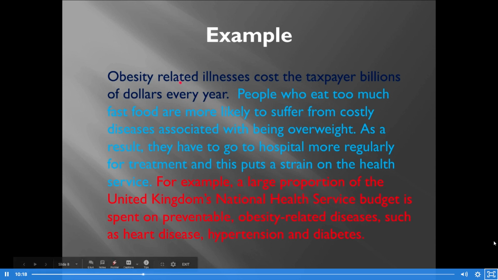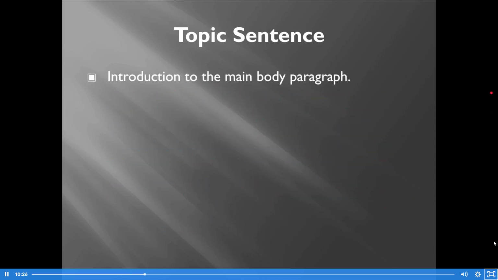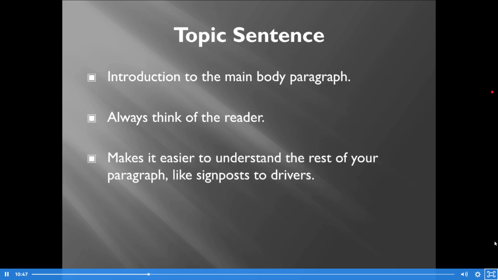We're going to go into detail now on how to write topic sentences, explanations, and examples. So let's start off with how to write topic sentences. This is an introduction to the main body paragraph. You're introducing your main idea. Always think of the reader. Always be helping the reader. Why do we write anything? We write to clearly communicate with the person reading it. So what does a topic sentence do? It helps the reader. It makes it easier to understand the rest of your paragraphs.